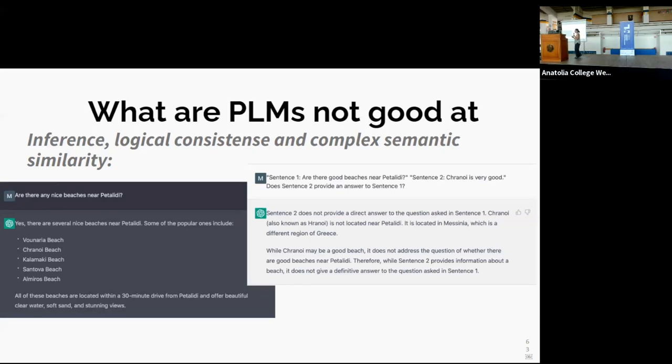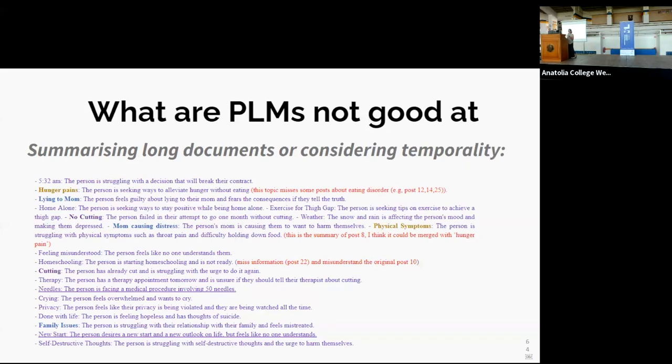So obviously it could not find the similarity, what near really meant. Even though it had told me that these beaches were within 30 minutes, it hadn't linked this to actually being near. They're constantly improving. I don't even know whether that's still a problem, because they are constantly improving with all of our testing.